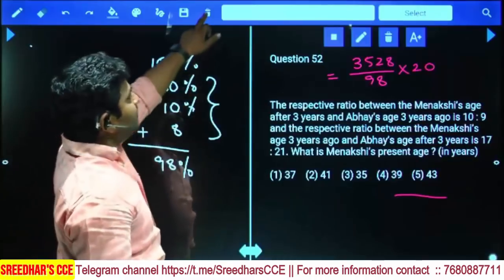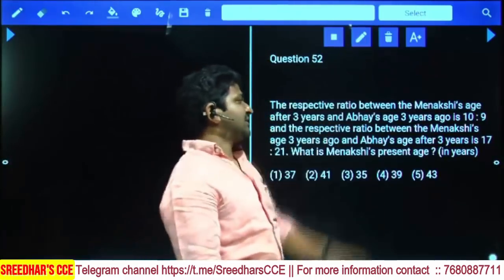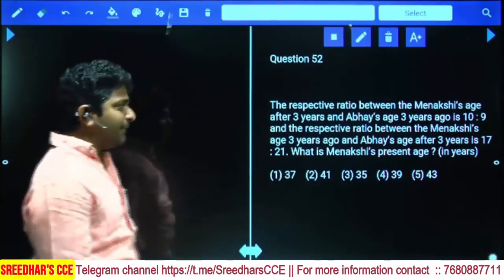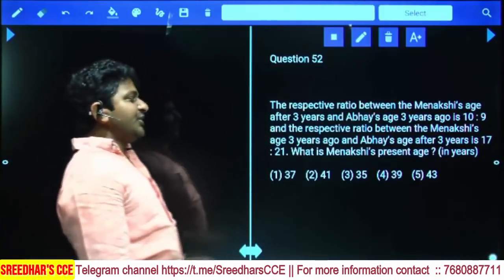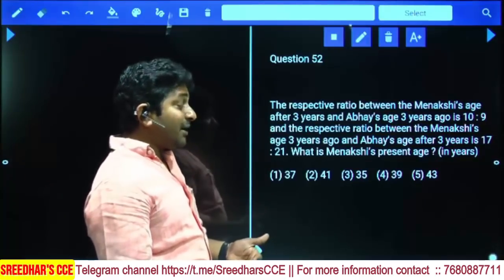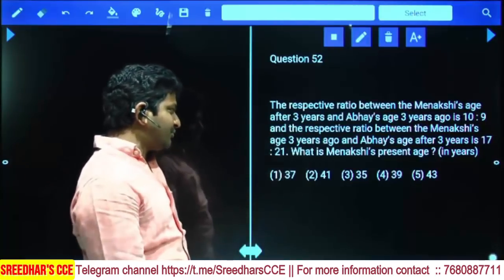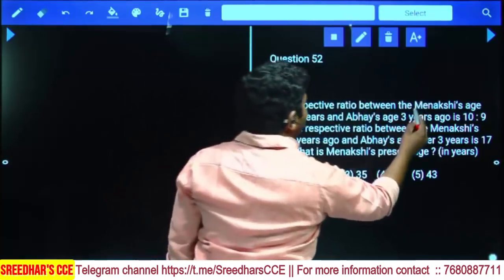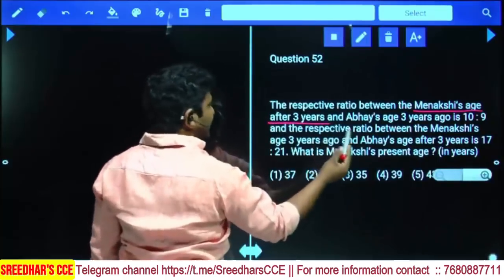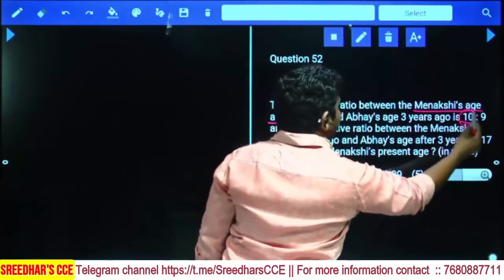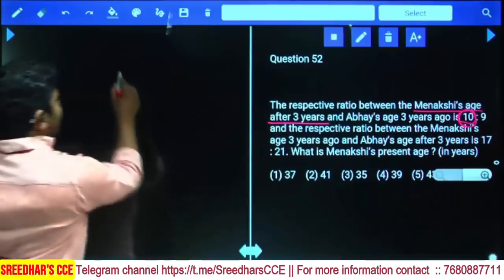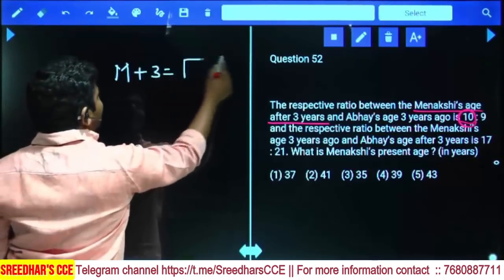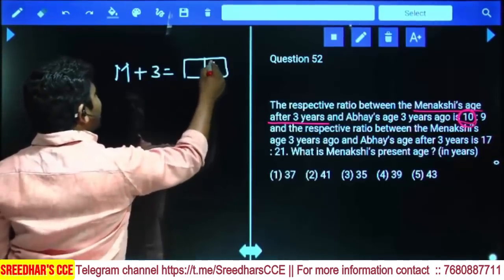The respective ratio between Meenakshi's age after 3 years and Abhay's age 3 years ago is 10:9. And the respective ratio between Meenakshi's age 3 years back and Abhay's age after 3 years is 17:21. What is Meenakshi's present age? Meenakshi's age after 3 years is 10 parts, meaning Meenakshi's present age plus 3 should be 10 parts, meaning a multiple of 10.